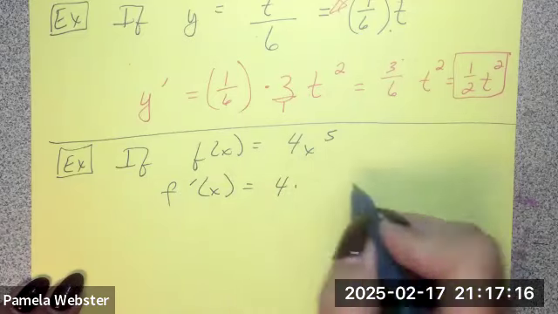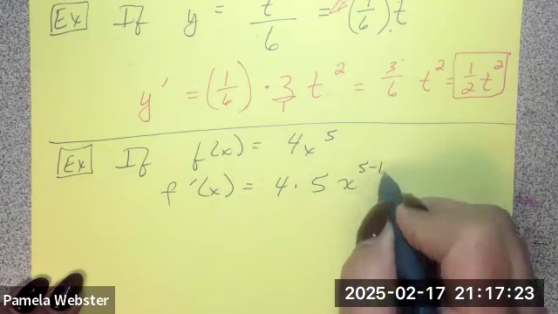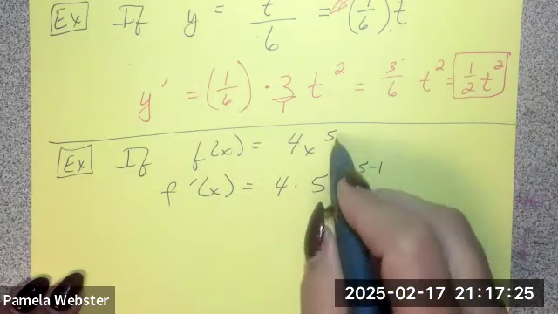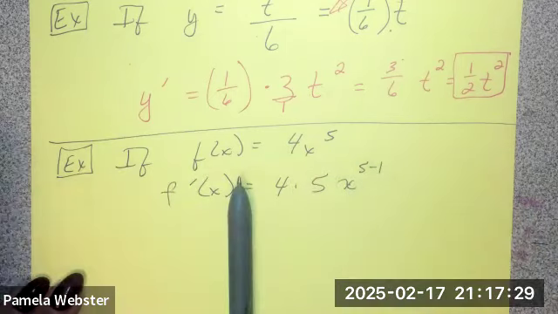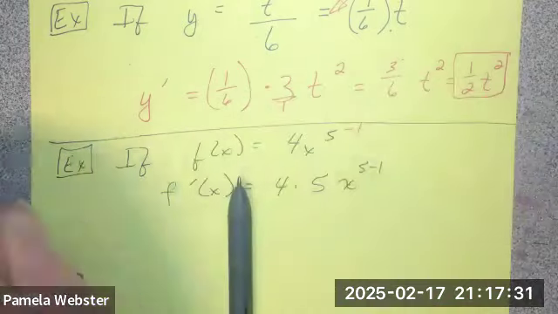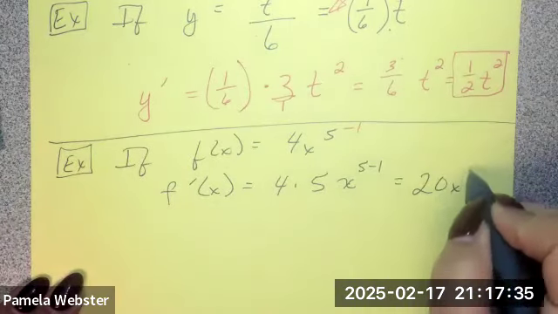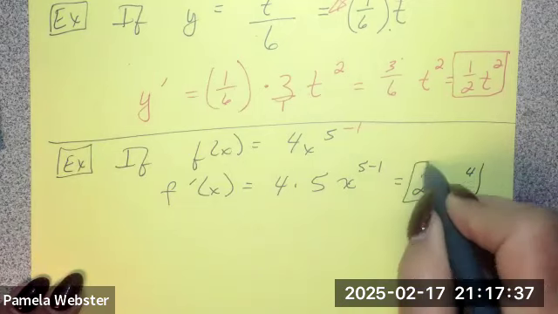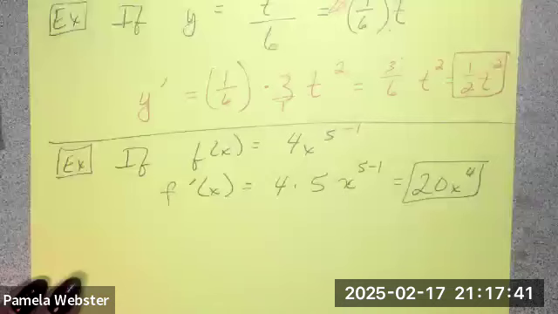Then you should know f prime is what? Push pause if you need to. 4 times, bring down the 5, x to the, subtract 1 from your exponent, right? So 4 times 5 is 20, x to the fourth. There you have it. Okay.